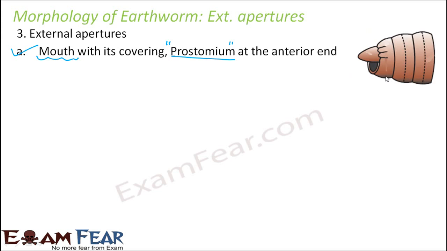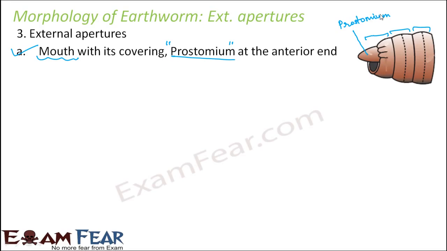So this is how it looks like. See, these are all segments. This is one segment, this is another segment, this is also one segment. So the mouth is a part of the first segment, and the mouth has a covering, a lid-like structure. You see here, this lid-like structure is known as prostomium. So what is prostomium? It is nothing but a covering of the mouth. So whenever they want to open the mouth, the lid will open. When you want to close it, it will close.